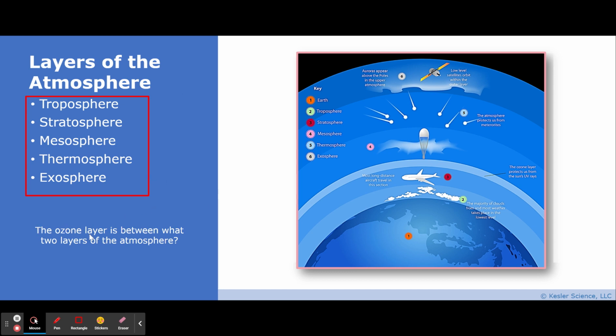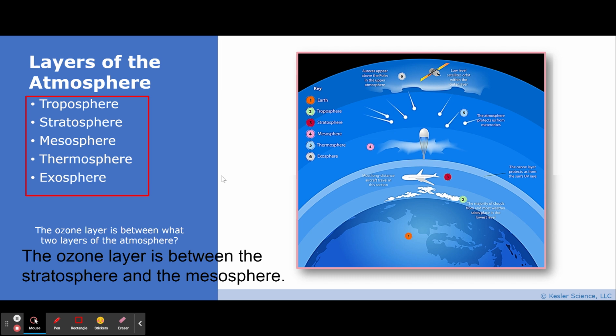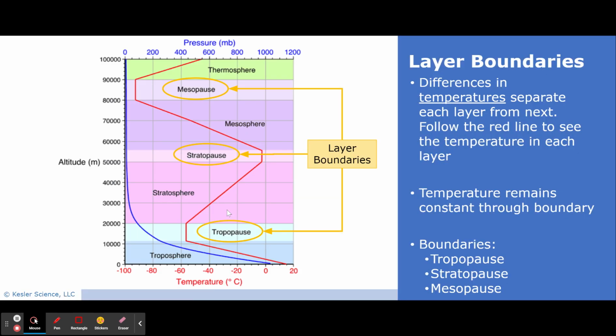And your question, the ozone layer is between what 2 layers of atmosphere? That would be the ozone is between the stratosphere and the mesosphere, which you guys should have learned from your centers. And on your notes as you're copying it down, you have that diagram there too, but this one should be pretty simple for you. Pause if you need to, don't forget.